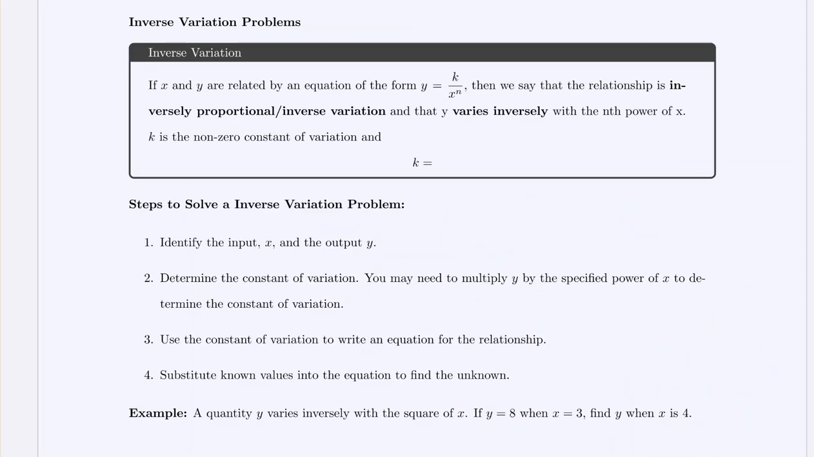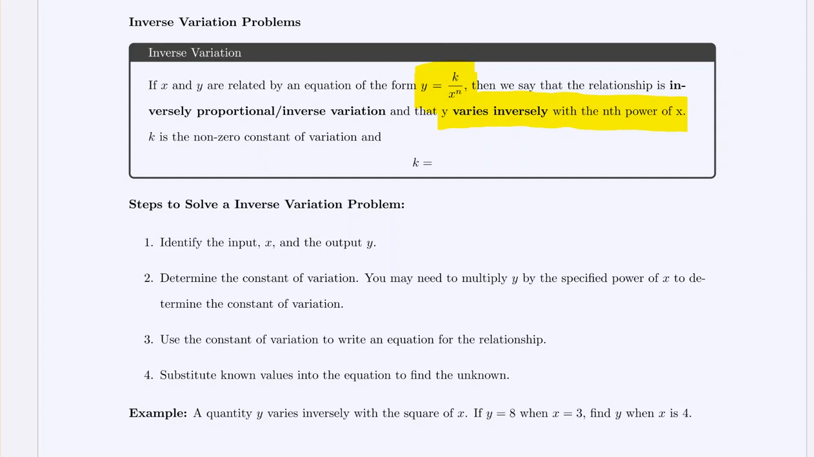Now our next example is going to be somewhat similar. It's an inverse variation problem, so a lot of the stuff is the same. The only difference is instead of having y equals k times x to the n, we now have y equals k divided by x to the n. And this is shown by inverse variation. So our key phrase here is y varies inversely with the nth power of x. That tells us we should set up the equation y equals k divided by x to the n.